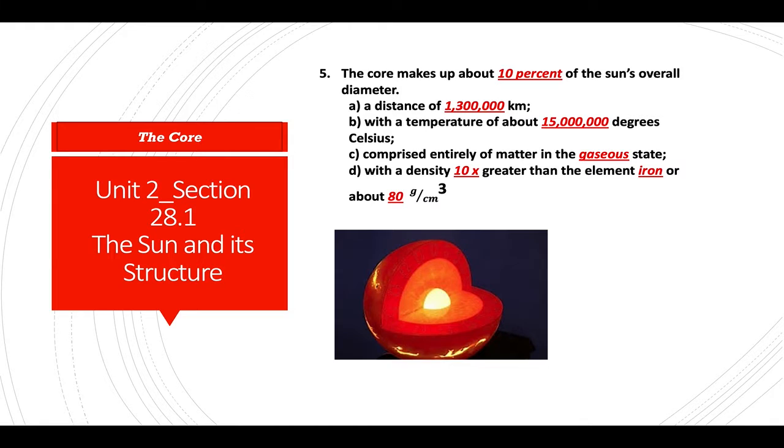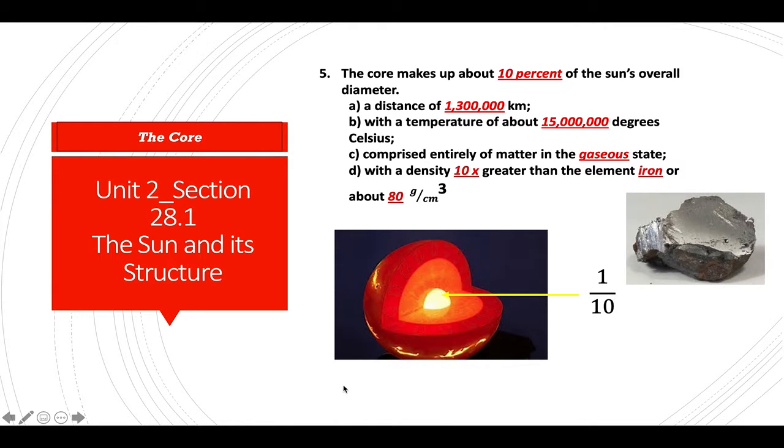And it's comprised almost entirely of matter in the gaseous state, and it has a very high density, about 10 times greater than iron itself, because it's compressed so tight together at about 80 grams per cubic centimeter, where iron runs about 7.96. So it's about 1/10 the distance. If you look at iron, this is even much more dense, 10 times. So you took that and squeezed it down by a factor of 10. You get an idea.